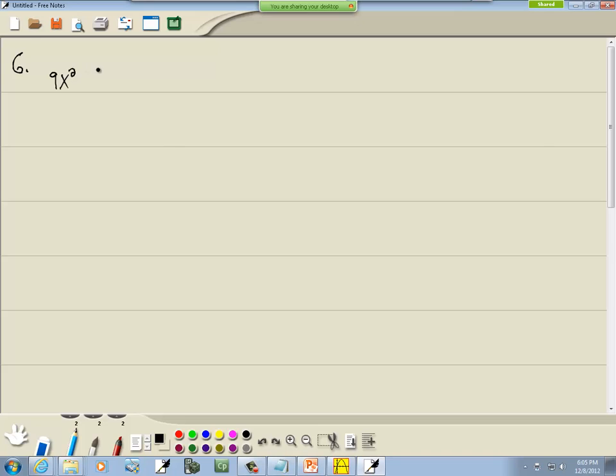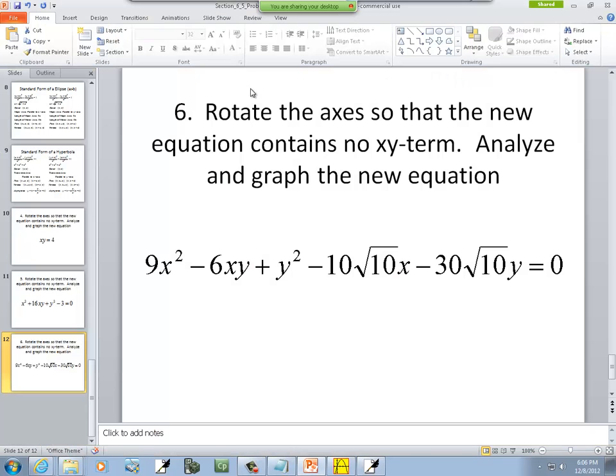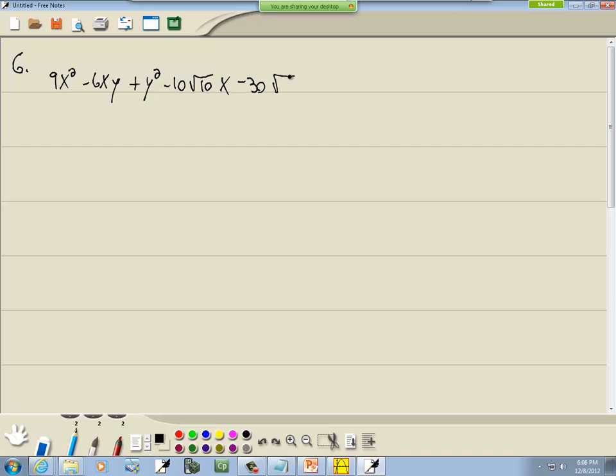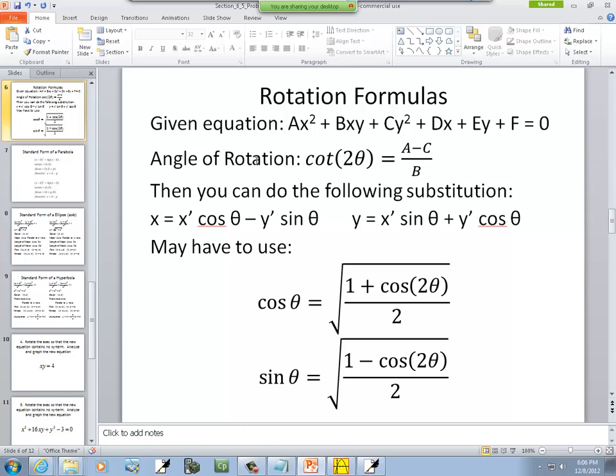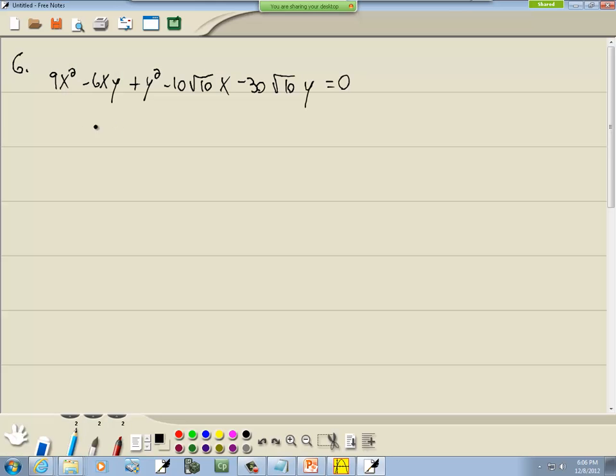We got 9x squared minus 6xy plus y squared minus 10 square root of 10 x minus 30 square root of 10 y equals 0. Let me double check everything. Okay. Well, let's figure out our angle of rotation. So need A, B, and C. Well, A is 9, the number for x squared. B is the number for xy, which is negative 6. And C is our number for y squared, which is 1.